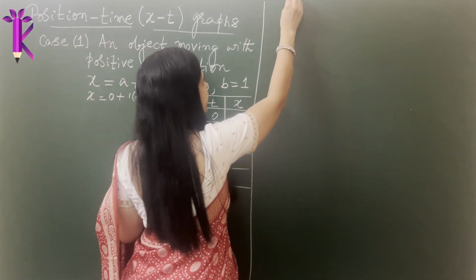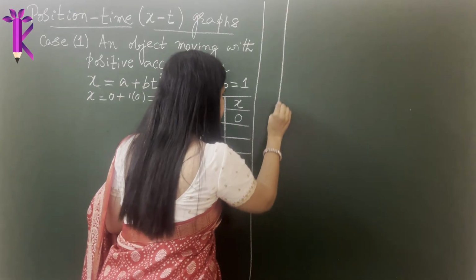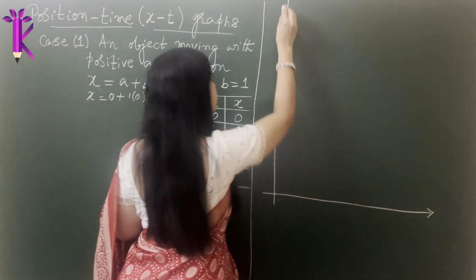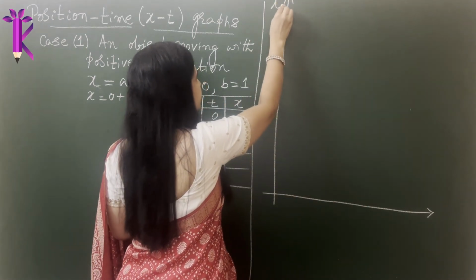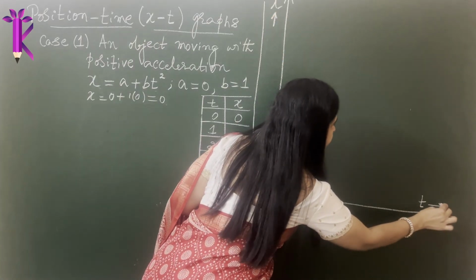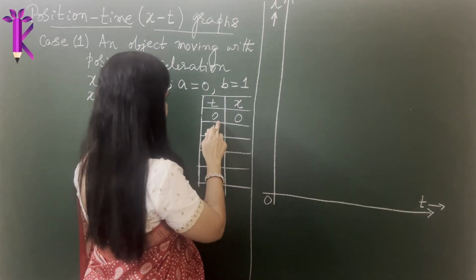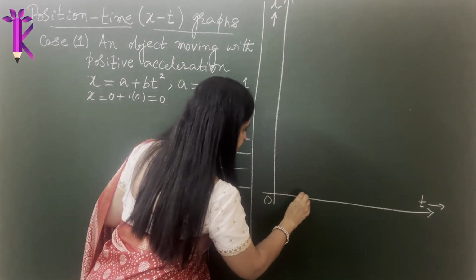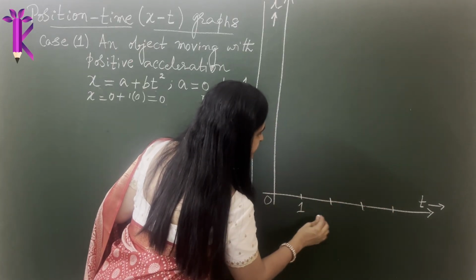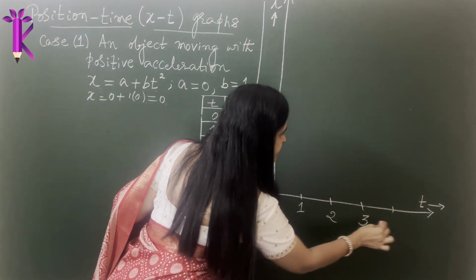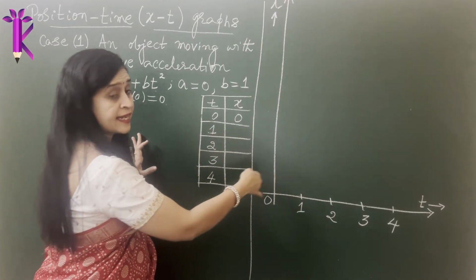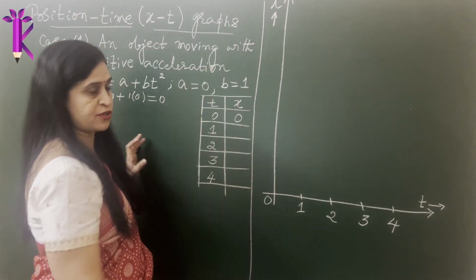Now, first let's also make the plot here. This will be your graph. This is where we are going to plot the position, and this is where we are going to plot the time. So time is what I have taken as 0, 1, 2, 3, 4. So let me call this 1, this is 2, this is 3, and this is 4. So this is 1 second, this is 2 seconds, this is 3 seconds, and this is 4 seconds. Now once I get the values for x, I will see what should be the scale for the position.